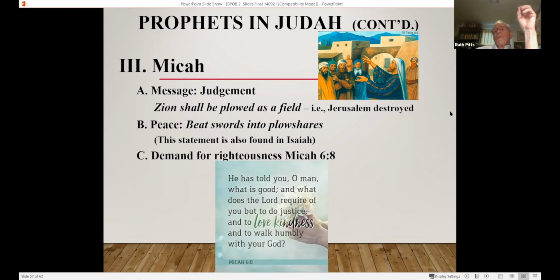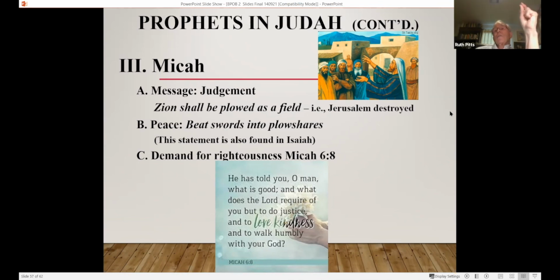Peace. He does have the vision of peace. This wonderful line, they'll beat their swords into plowshares. This statement is also found in Isaiah. So there's this real hope, despite the fact that doom seems to be impending.